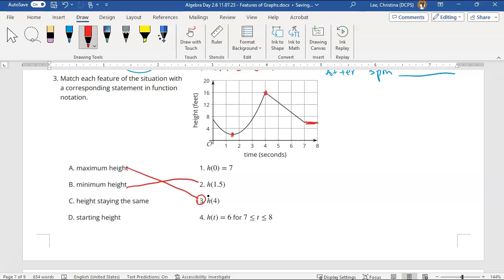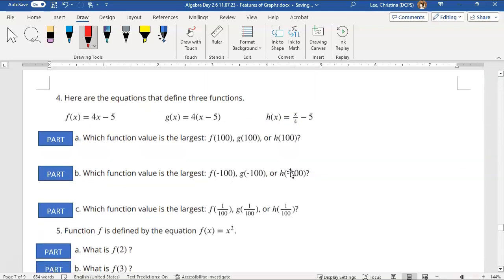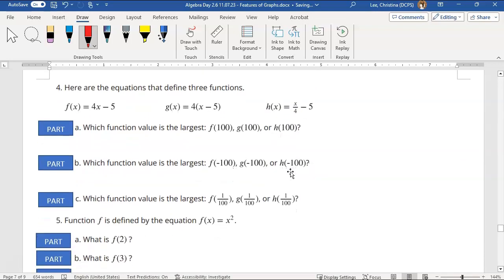And so this says h of t equals 6. So that height is 6 here, and that is between the time of 7 and 8 seconds. So that's here. And then the starting height is h of 0. That input is 0, and then the height is 7. And so that would be this one right there. All right, here are the equations that define the 3 functions.